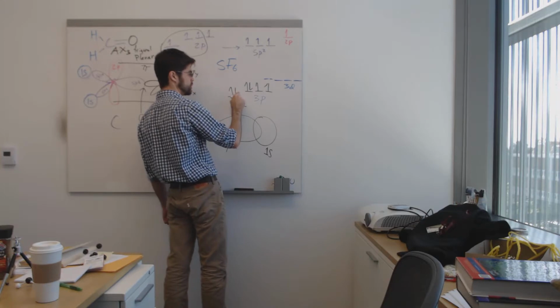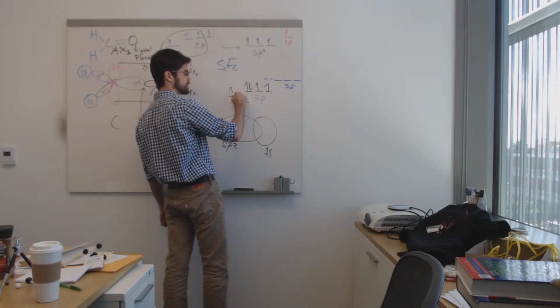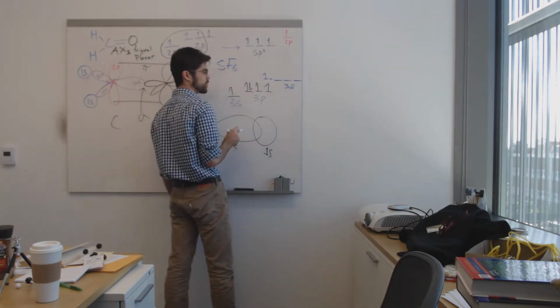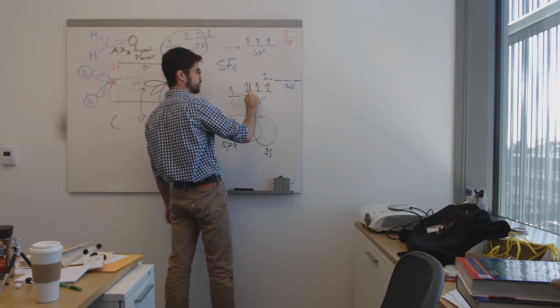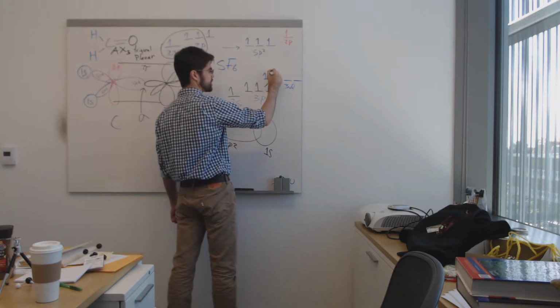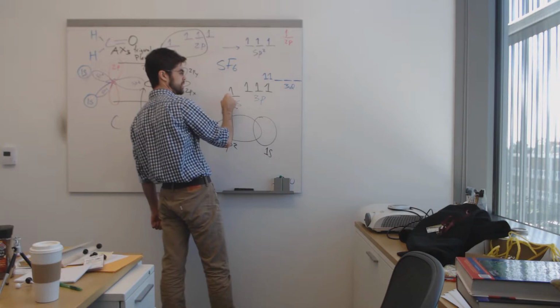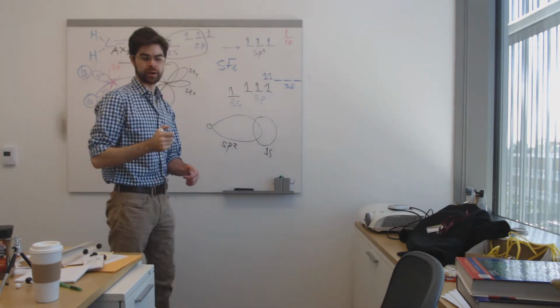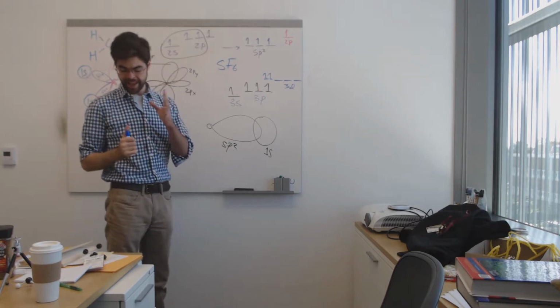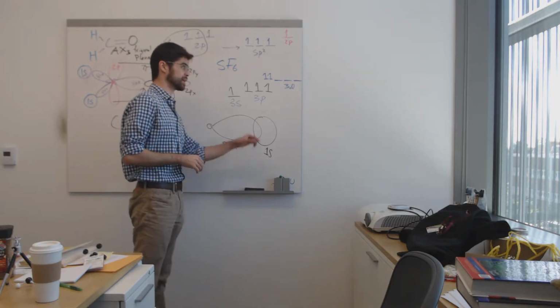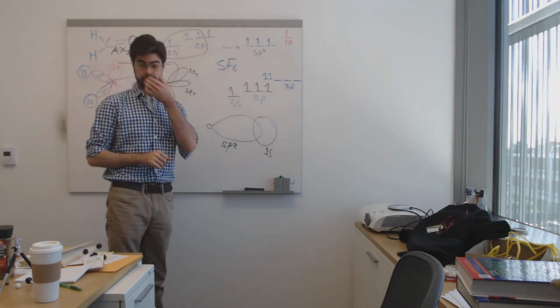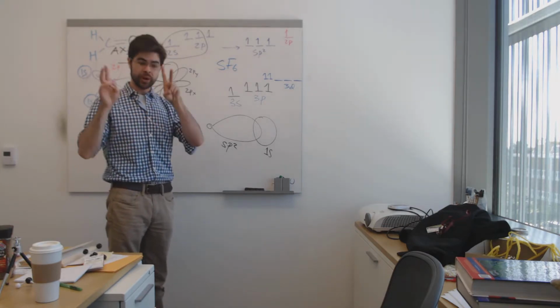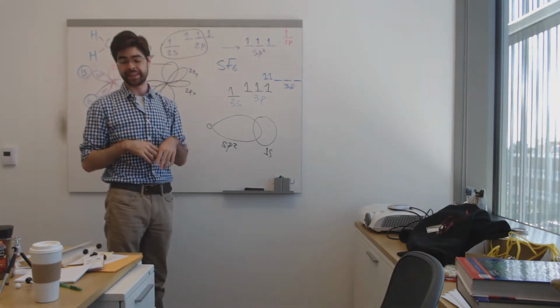So one thing you can do is pay a promotion energy and take one of the 3s electrons and put it up into the 3d, take one of the 3p electrons and put that one up into the 3d as well. Then I have 1, 2, 3, 4, 5, 6 half-filled orbitals with unpaired electrons, and then I can make 6 bonds. So that is when promotion energy is invoked.